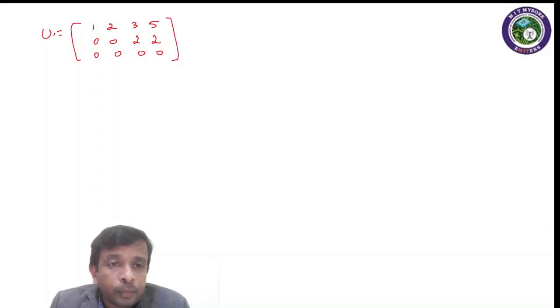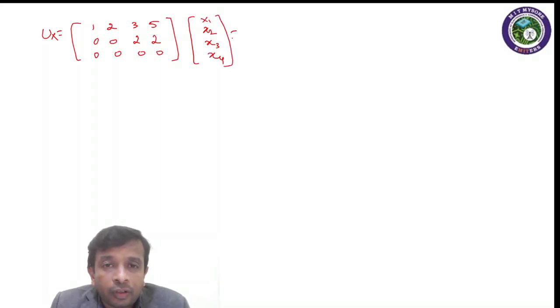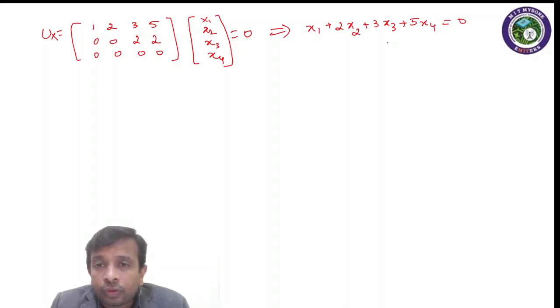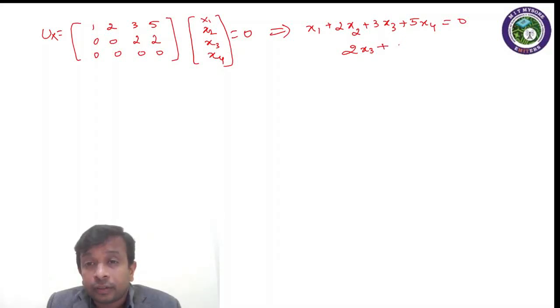X was X1, X2, X3, X4 is equal to 0, which implies X1 plus 2X2 plus 3X3 plus 5X4 is equal to 0, and 2X3 plus 2X4 is equal to 0, which implies X3 is equal to minus X4.